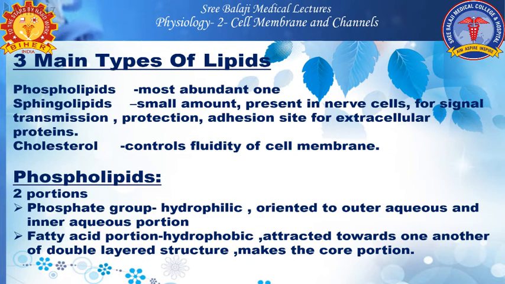What is the use of sphingolipid? It helps in signal transmission, and it also protects the entire nerve cell, and the sphingolipid acts as a binding site for certain extracellular proteins. Then the third lipid is cholesterol. As I have said earlier, cholesterol helps in controlling the fluid nature of the cell membrane. So these are the main types of lipids.